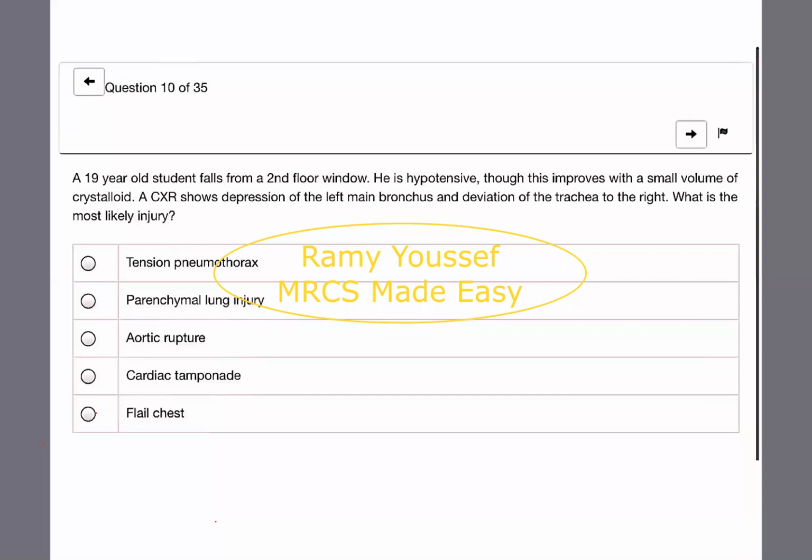Is there anything in the scenario that the patient has a problem in his gas exchange, or his oxygen saturation? Anything in the scenario about oxygen saturation? No, okay. Anything in the scenario about difficult breathing? No, it's only hypotension, mm-hmm. And it's improved with a small volume of crystalloid. Okay.